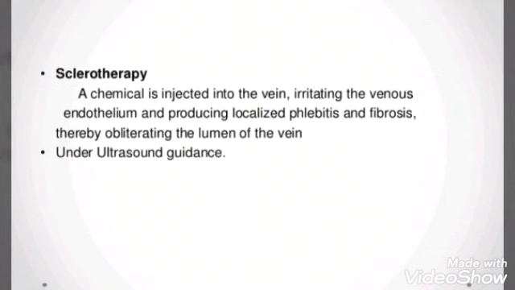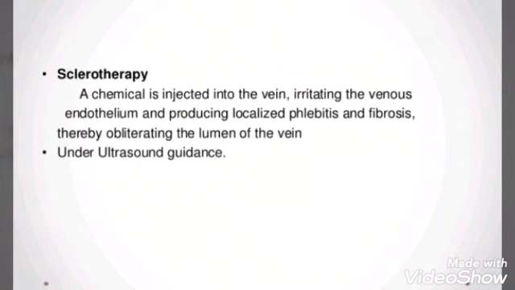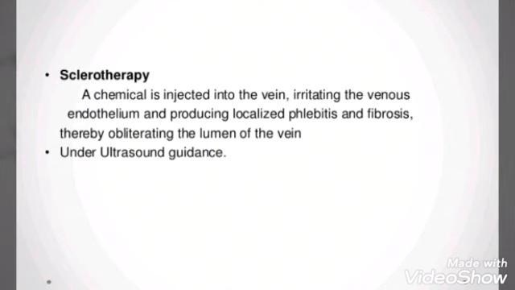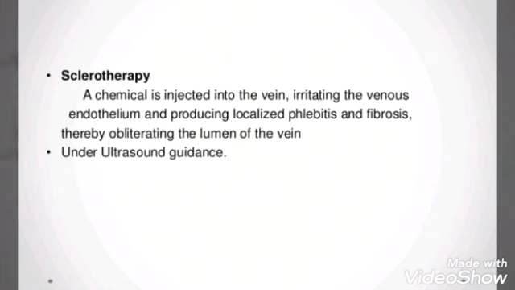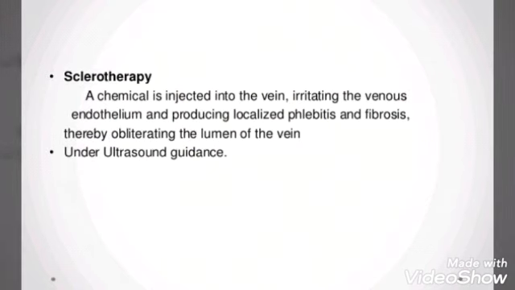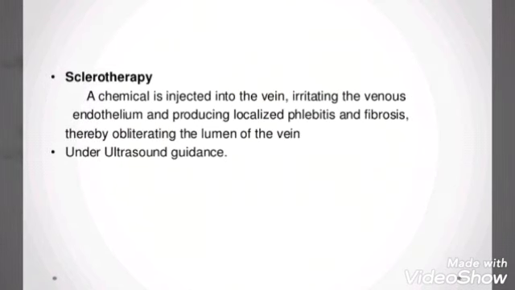In sclerotherapy, a chemical is injected into the vein, irritating the vein's endothelium and producing localized phlebitis and fibrosis, thereby obliterating the lumen of the vein under ultrasound guidance. So in this sclerotherapy, a chemical is injected into the vein, irritating the venous endothelium and causing localized phlebitis. Due to this, whatever blood clot has been deposited there, or the swelling or pressure that has been created, due to this irritating property, the pressure will be reduced, and so the valves will open to allow the blood to flow through.